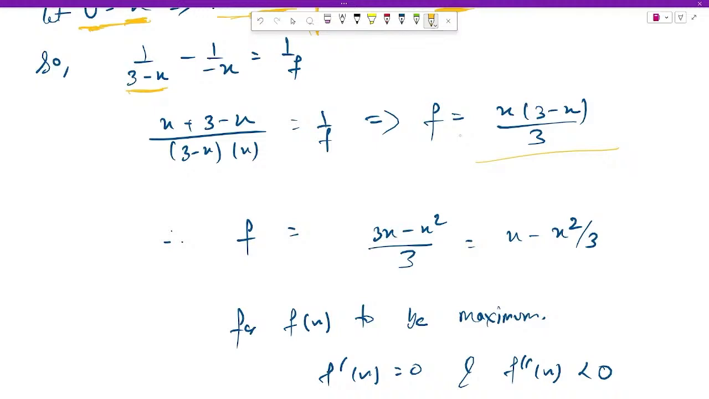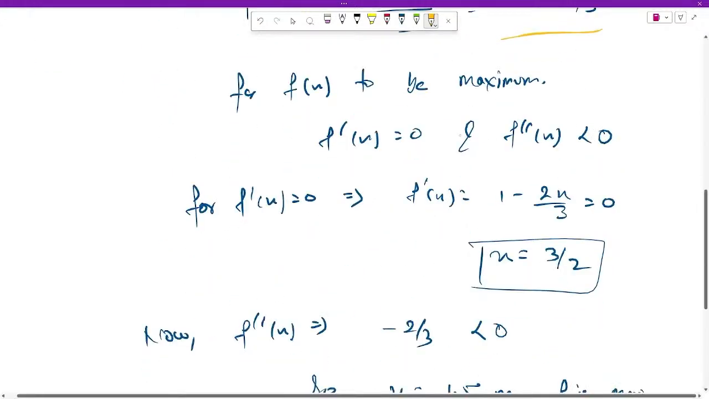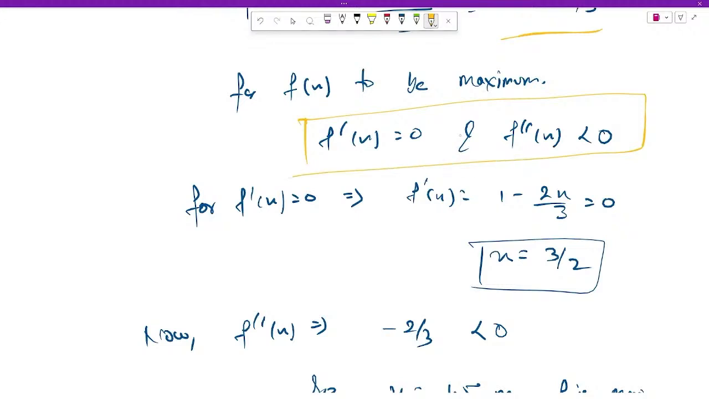Now upon simplification we will get f as x minus x square by 3. Now for f(x) to be maximum, for this focal length function to be maximum, we know the mathematical condition: f dash x, or the differentiation of the function of focal length with respect to x, must be equal to 0, and the double differentiation of that function with respect to x must be less than 0. Now differentiating it for the first time with respect to x and equating it with 0, we came to the conclusion that the value of x is 3 by 2 or 1.5 meter.